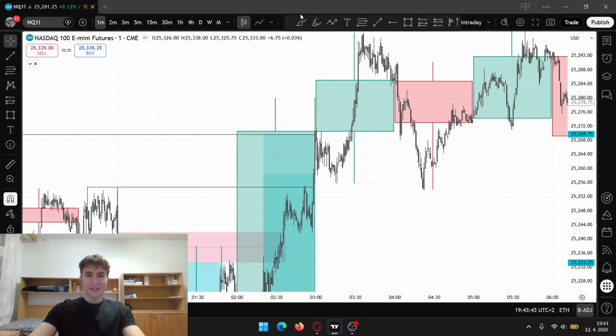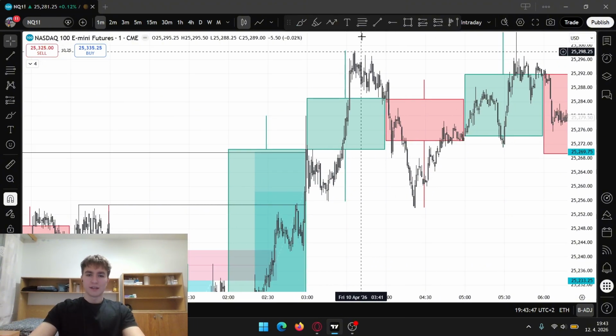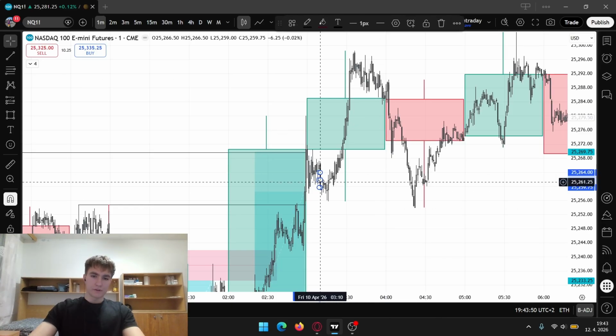Another example right after that, price opened, created a bottom wick first, then we inverse the fair value gap.